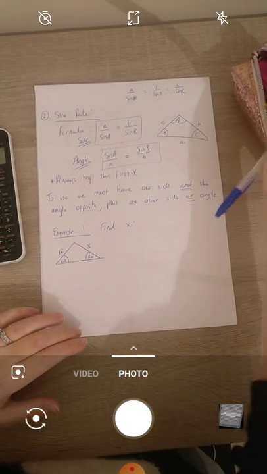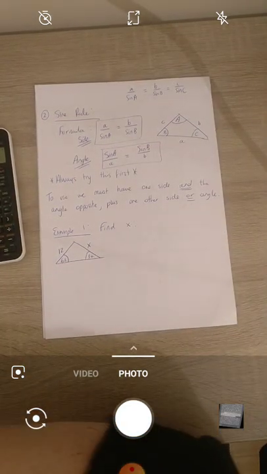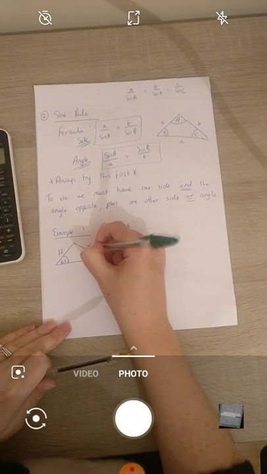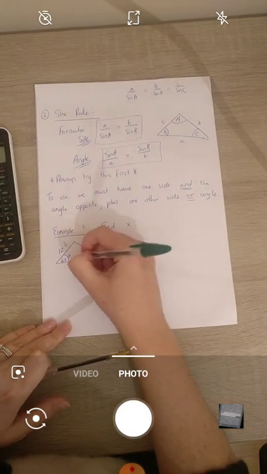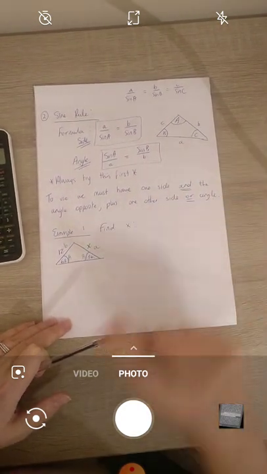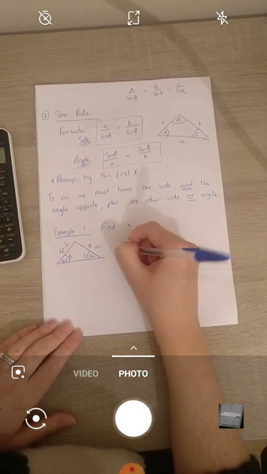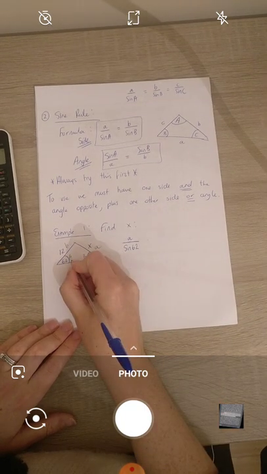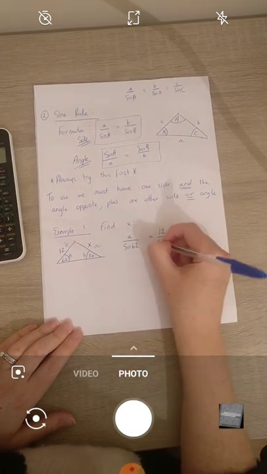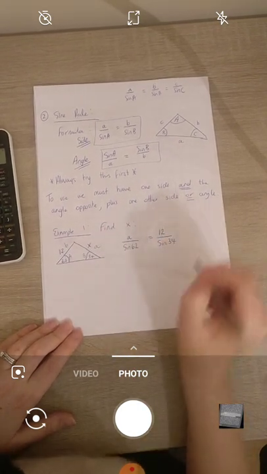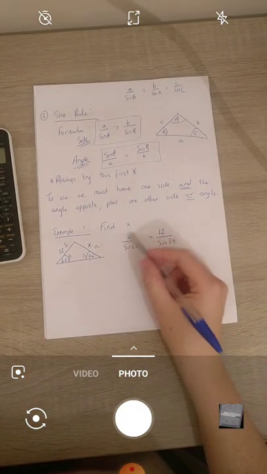So I'm going to label these. For example, for it to work with my formula, I'm going to call this side A. I'm going to call this capital A. I'm going to call this side B and this angle capital B. And we're going to sub into our formula. So we've A over sine of 62, because capital A was 62, equals B is 12 over sine of B, which is 34.